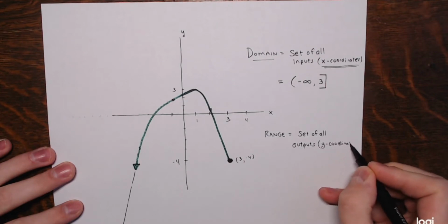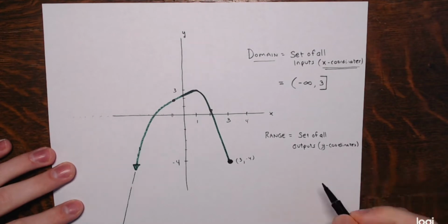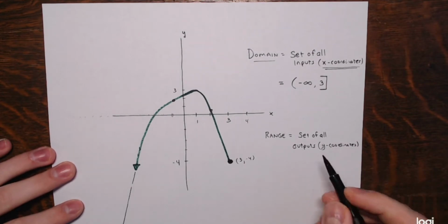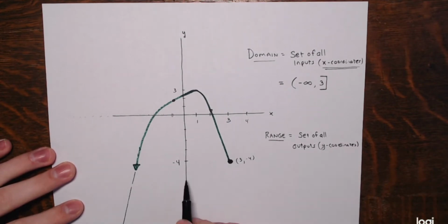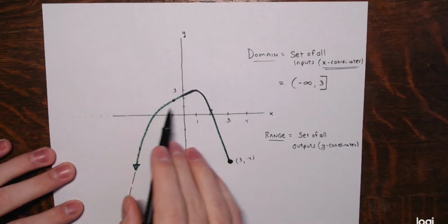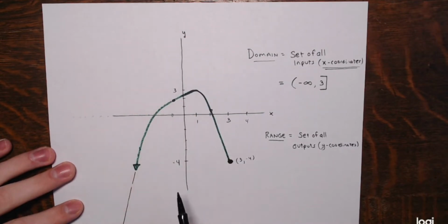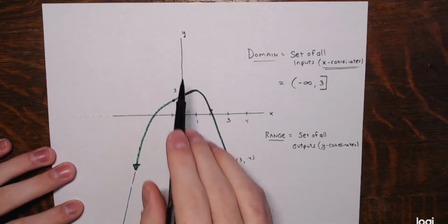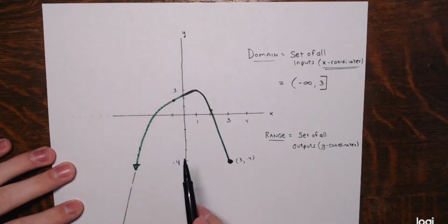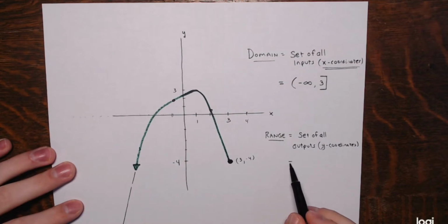Right, all the second coordinates of the points. So for the range, you're looking at the y-axis values, which ones are actually used as y-coordinates in points on this graph. And you go from the bottom up, right? You go from low numbers to high numbers again, if you're writing things in interval notation.